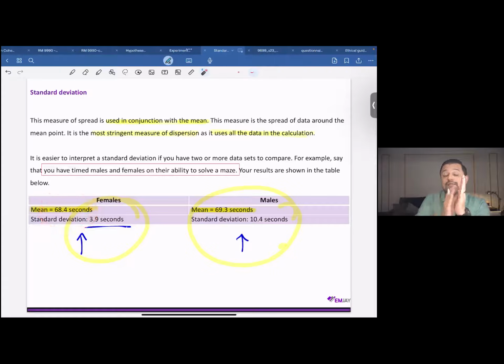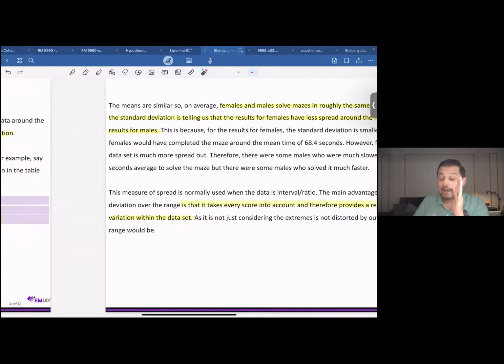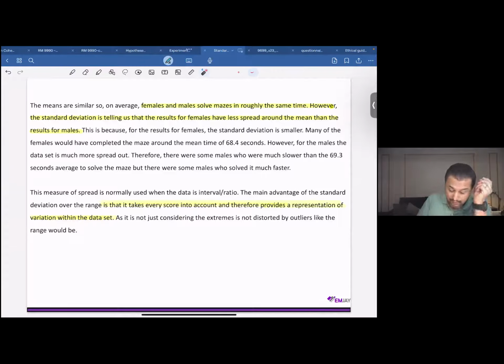Now, when we say the result is less spread out, that means all the females that we had in this data set were able to solve this maze around the same time, right? Many of the females would have completed the maze around the mean time of 68.4 seconds. However, for the males, the data set is much more spread out. Therefore, there were some males who were much slower than the 69.3 seconds average to solve the maze, but there were some males who solved it much faster. So for males, the spread was more, right? Could be in either direction, this direction, or the other direction as well.